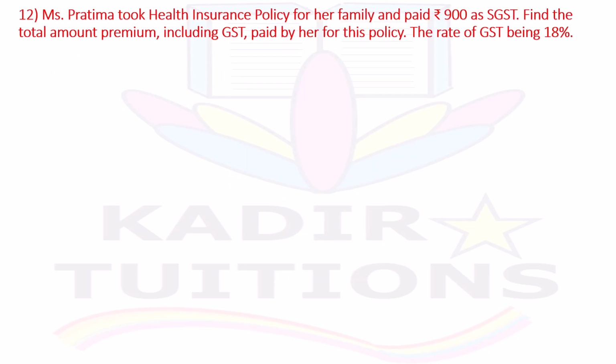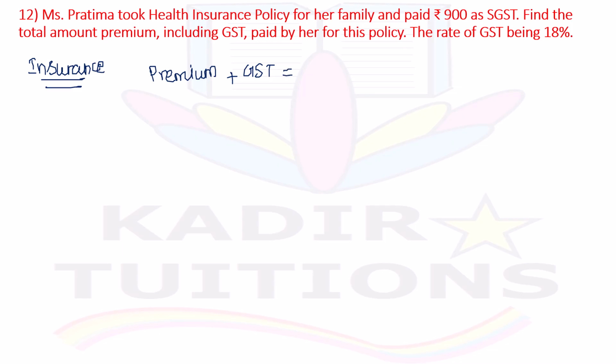So Ms. Pratima took a health insurance policy for her family, okay, and paid 900 as SGST. Find the total premium amount including GST paid by her for this policy, and the rate of GST. So now it's about health insurance. One person has paid the annual health insurance for her family. For insurance we will be paying the premium amount. With the premium amount she paid the GST also, correct.